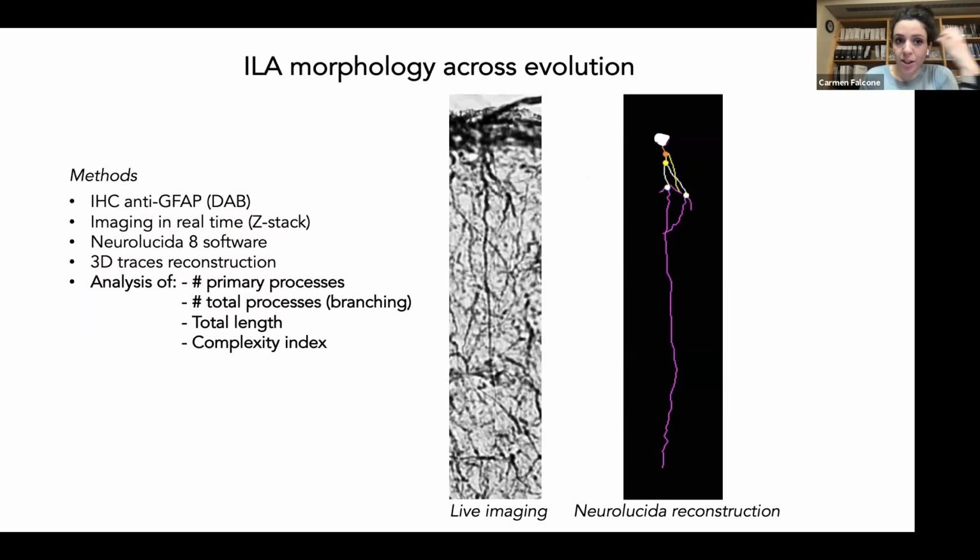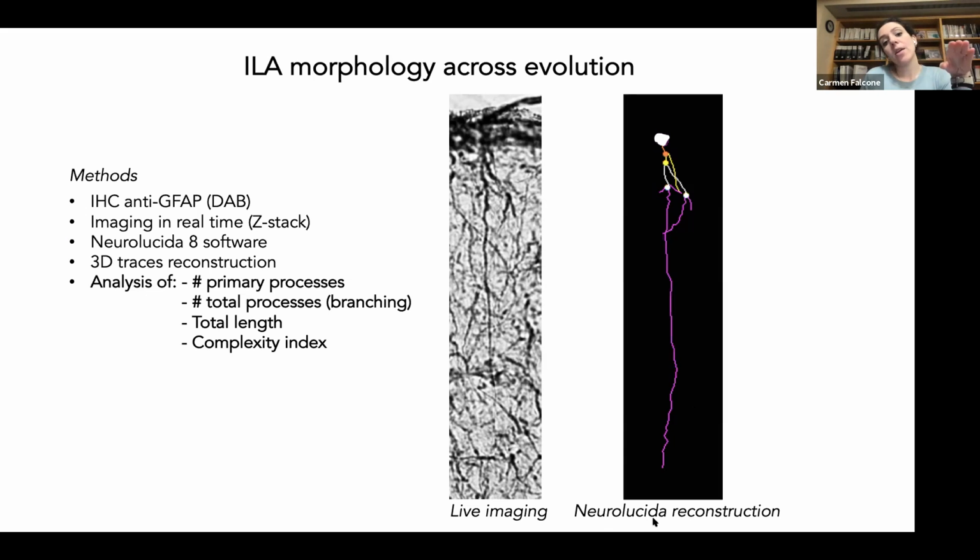And then we wanted really to reconstruct the morphology, because just by looking by eye, we could see that the processes were much longer in primates than in other orders. Even when in other orders, we could find interlaminar astrocytes, the proper ones with processes crossing layer 1. So we used this software, which is called Neurolucida.